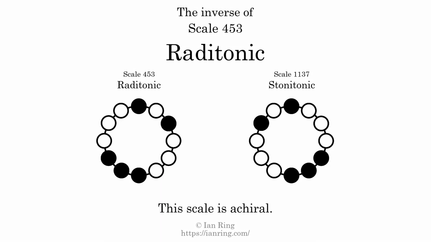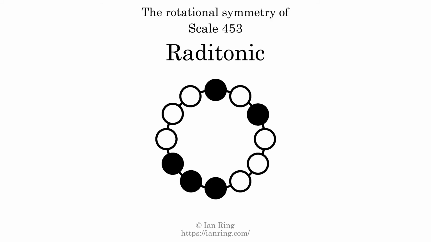The inverse of a scale is a mirror image. It is what you get when the sequence of intervals is reversed. The inverse of this scale is scale 1137, also known as tonatonic. This scale is achiral, since it can transform into its own reflection by a rotational transformation. This scale has no rotational symmetry.